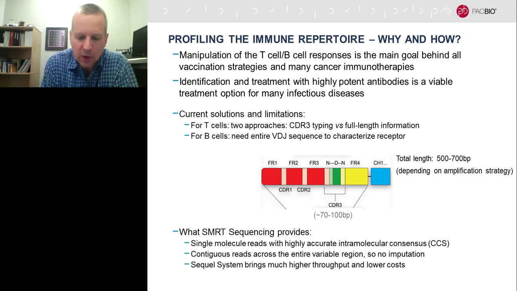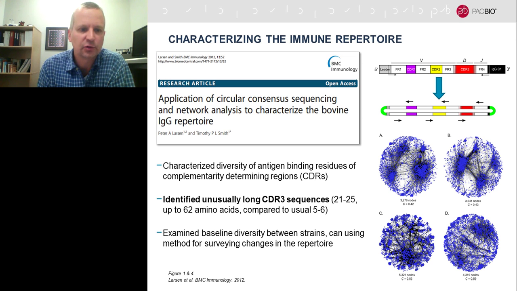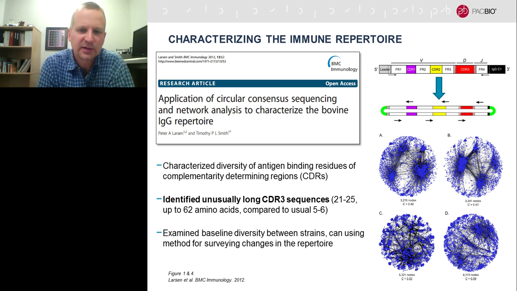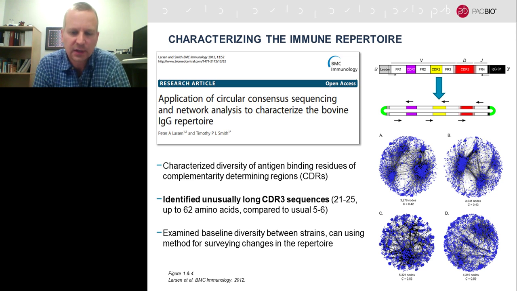And now, whereas I would say previously this was of limited utility because of the lower throughput that's not compatible with the high diversity, now the Sequel system brings a much higher throughput and the associated lower cost to really make that attractive and feasible. Historically, this application was spearheaded by Tim Smith from the USDA a long time ago now. In 2012, he had a paper showing that this can be done, in principle, on calves and cows that were either healthy or suffered from shipping disease.